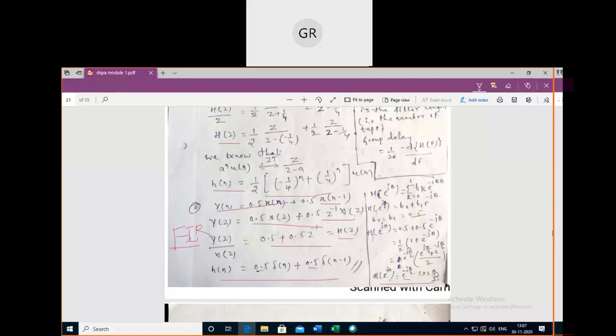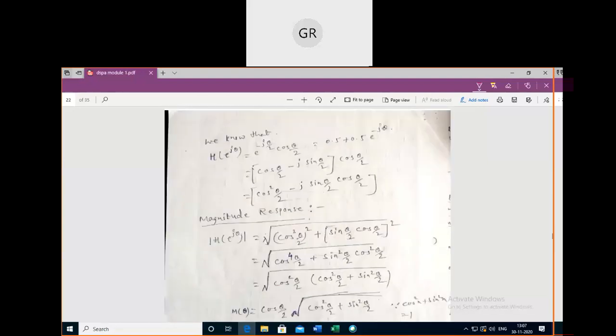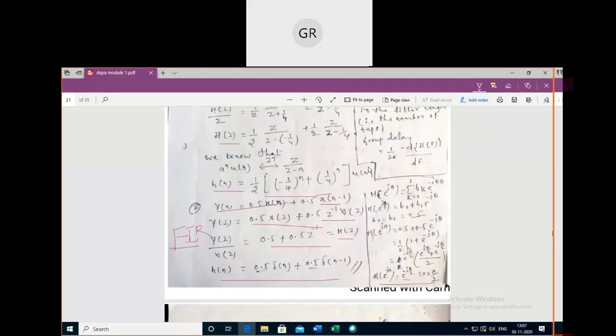This is very important. We can convert it to this form. Then h of e raised to j theta is equal to e raised to minus j theta divided by 2 times cos theta divided by 2. This is equal to 0.5 plus 0.5 e raised to minus j theta. See here. Convert this one in this form. Both are equal. Then I have written this.